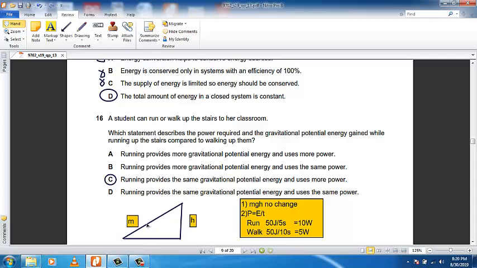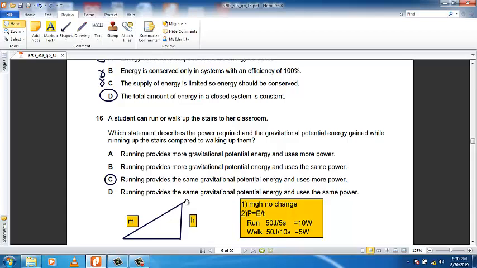If a particle of mass m moves from this point to this point, its gravitational potential energy, no matter in whatever time he walks, would be mgh. m, g, and h do not depend upon walking or running. So either you run or walk, gravitational potential energy is independent of that, so it will not change.